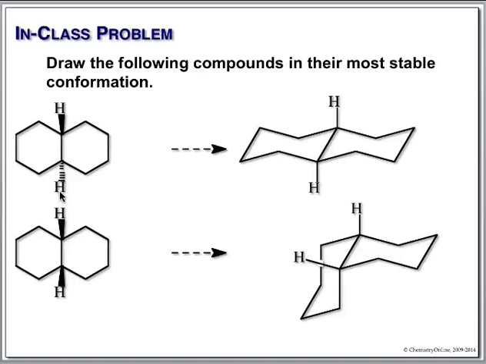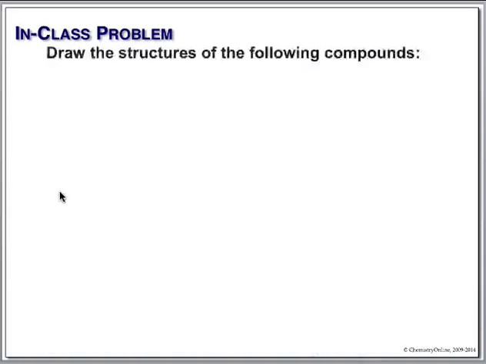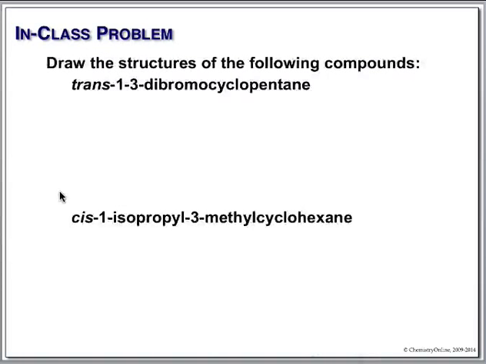All right. Let's work some problems about everything that we've done today. Go ahead and draw a structure for trans 1,3-dibromocyclopentane. First of all, draw it as a cyclopentane where you can show stereochemistry with bonds going up and down, and then draw it with wedges.